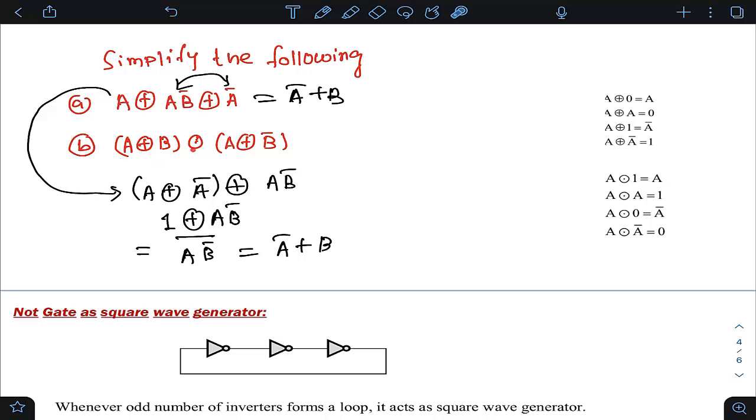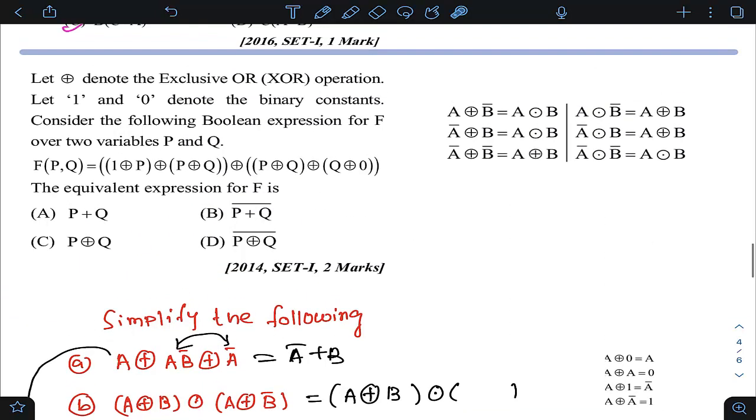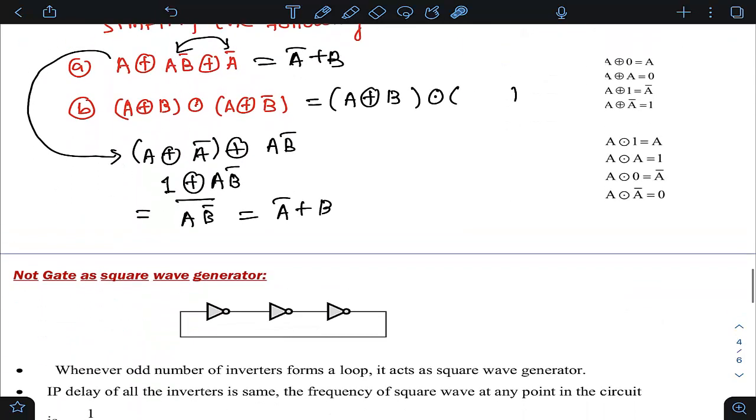All right. Now, student, you see that this is A XOR B. This is an XNOR operator, and this is A XOR B bar. So I can write this as A XOR B XNOR with what? A XOR B bar. If one of the variables is complemented, it is equivalent to XNOR. So A XOR B bar is equivalent to A XNOR B.